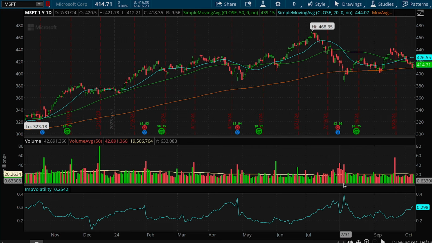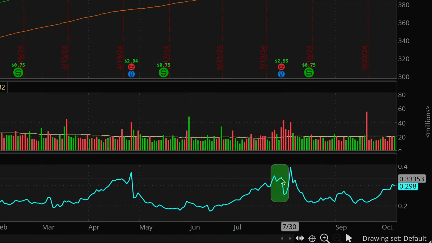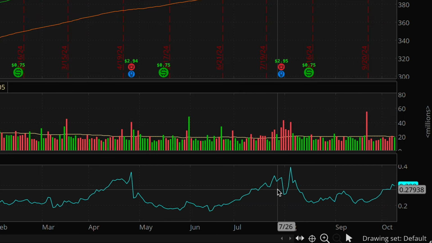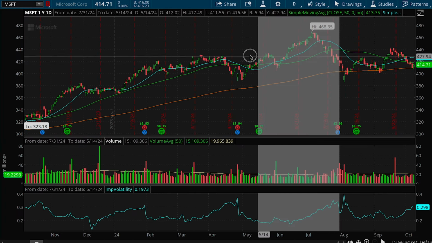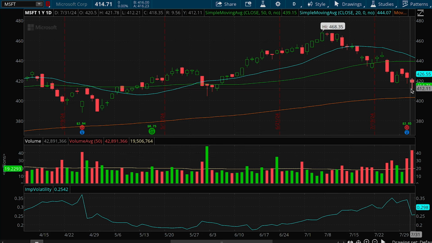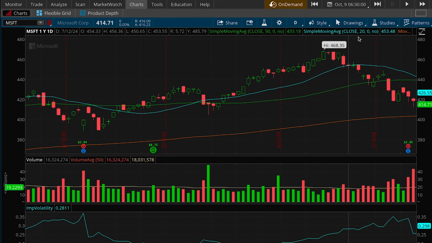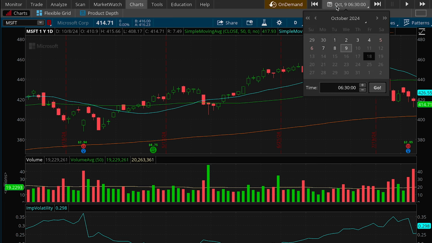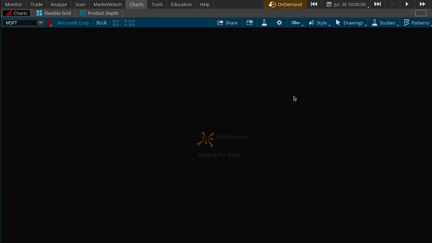So you can see right here, on this day, 7/30, volatility spiked and it subsequently dropped. And the reason you want to look at this one is because if you zoom in here, volatility dropped while stock price actually ended up lower. So what we're going to do is go to On Demand on Thinkorswim and look at the historical pricing for a credit spread on July 30th and July 31st. So we'll go to July 30th here, and we're going to look at it at 10 a.m. And I'll show you why. And we're going to drop it down to 30 minutes.